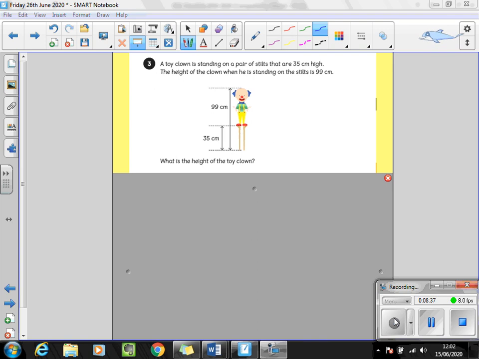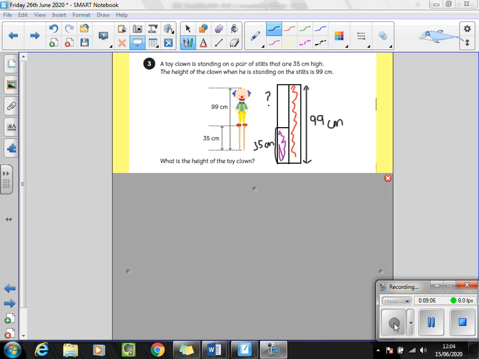Okay, some more questions for guided practice. Question 3. A toy clown is standing on a pair of stilts that are 35 centimetres high. The height of the clown when he is standing on the stilts is 99 centimetres. We want to know what is the height of the toy clown. Pause the video and have a go at answering this with your adult.